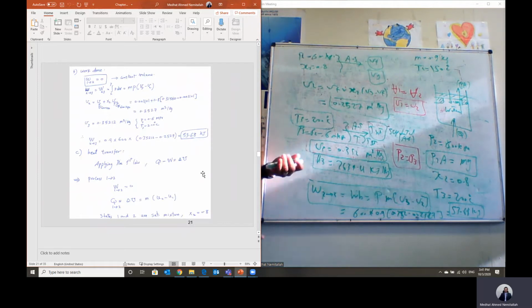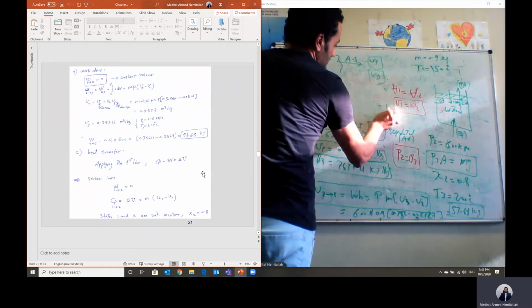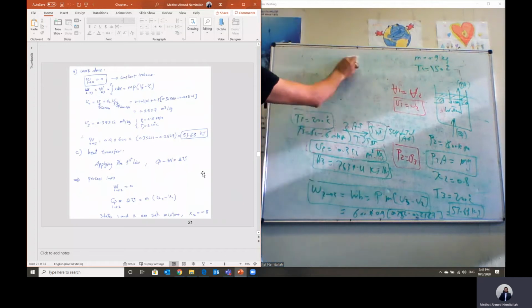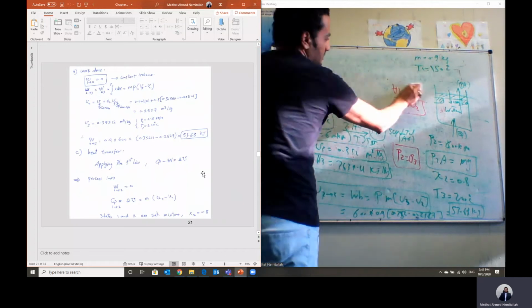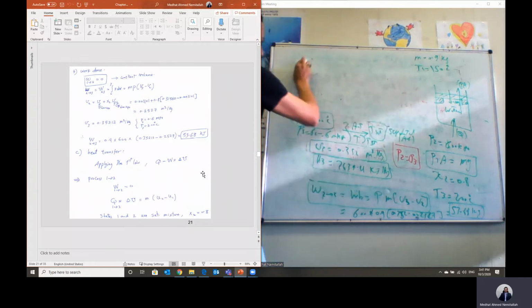Work from state 1 to state 2 is 0, as the process is constant volume from state 1 to state 2. But we need to calculate also the heat transfer. We have two processes in this case.